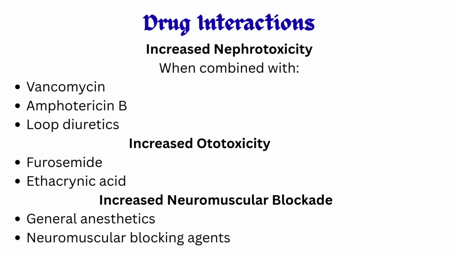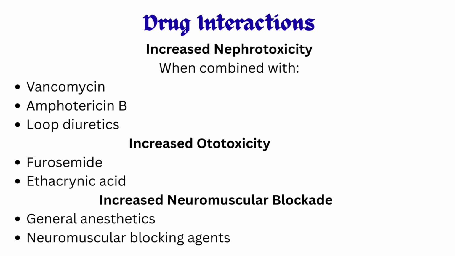1. Increased nephrotoxicity. When aminoglycosides are administered with other nephrotoxic drugs, the risk of kidney damage increases significantly. Important examples include vancomycin, amphotericin B. Patients receiving these combinations should have their renal function monitored regularly. 2. Increased ototoxicity. Certain drugs can enhance the ototoxic effects of aminoglycosides, increasing the risk of hearing loss and vestibular dysfunction. These include furosemide, ethacrynic acid. The combination may result in tinnitus, hearing impairment, vertigo, or balance disturbances.